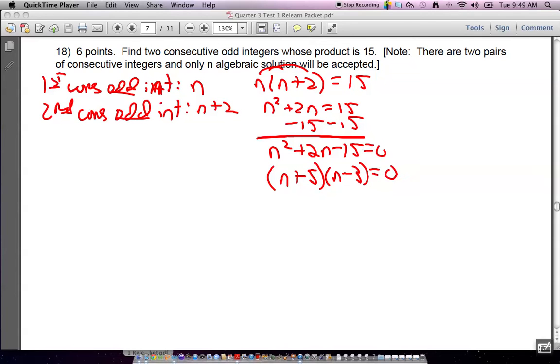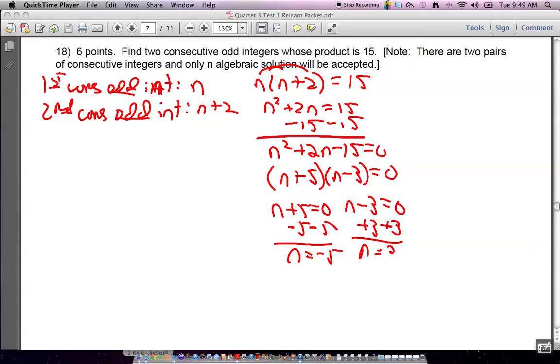Now let's just do a quick mental check here. N times n is n squared. N times negative 3 is negative 3n. 5 times n is 5n. 5n minus 3n is 2n. 5 times negative 3 is negative 15. Maybe it's the guy on the left. Maybe it's the guy on the right. Minus 5, n equals negative 5, plus 3, n equals 3.